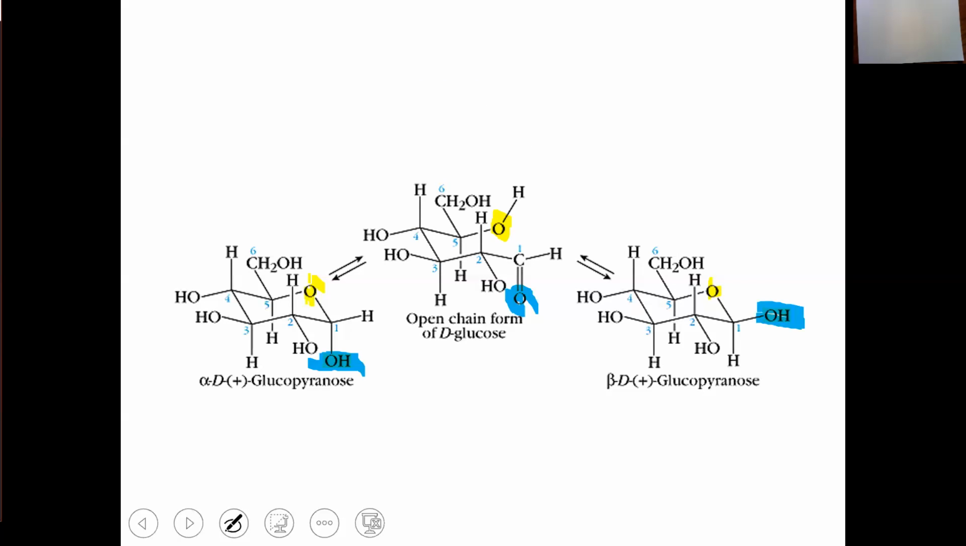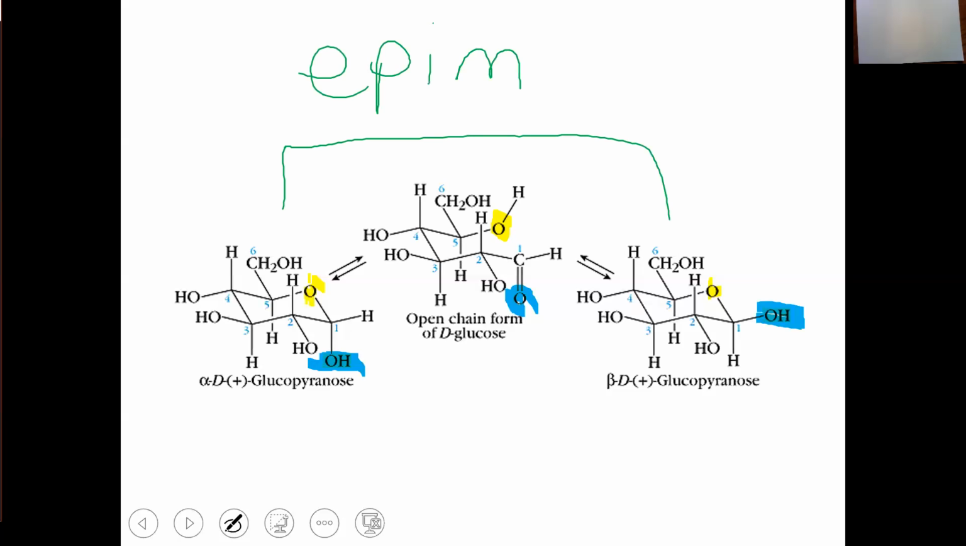Before we wrap up this whole alpha beta glucose business and move on to glycoside bonds, we need to introduce you to two more terms, stereochemistry terms. These two molecules, alpha and beta glucose, are epimers. What is an epimer? An epimer is a diastereomer, but it's a narrower classification of diastereomers.